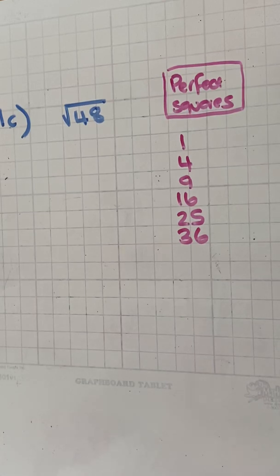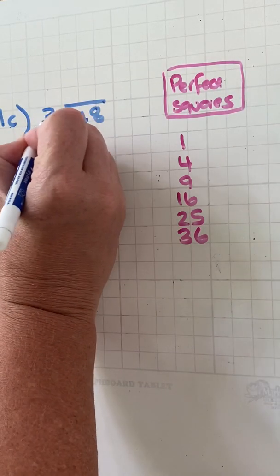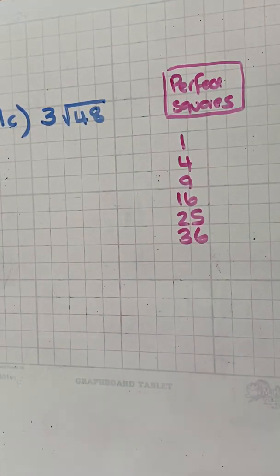1C says to write each expression in simplest form. This question is very similar to 1A, and the only difference is that 1C has a number in the front of the square root, whereas the problem in 1A was just simplifying the square root. So you're going to approach this in a very similar way.